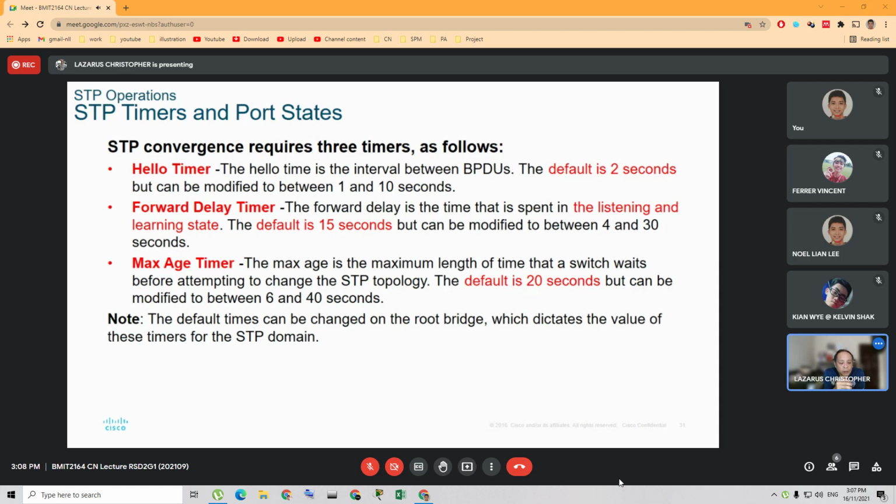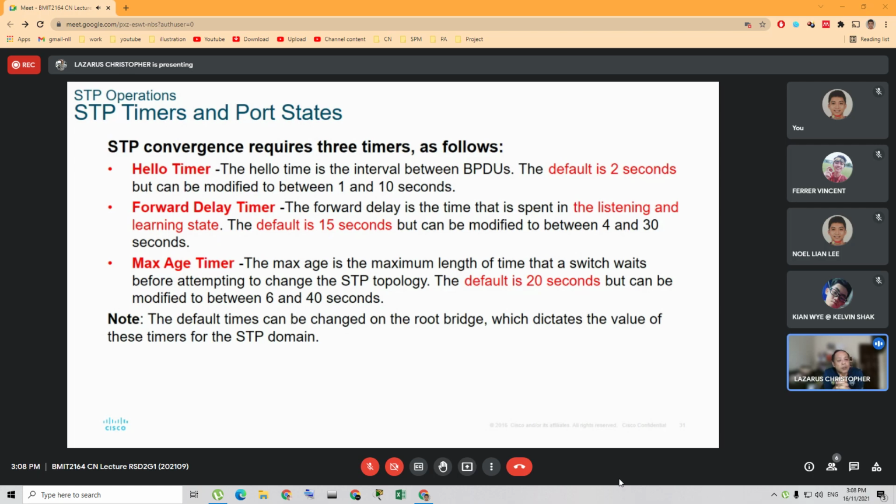And then we have the forward delay timer. Forward delay is the time that is spent in the listening and learning states. Listening means simply you're open to receiving BPDUs. Learning state is when you listen, you receive, then you process. The default is 15 seconds, but you can modify that to a range between 4 to 30 seconds.